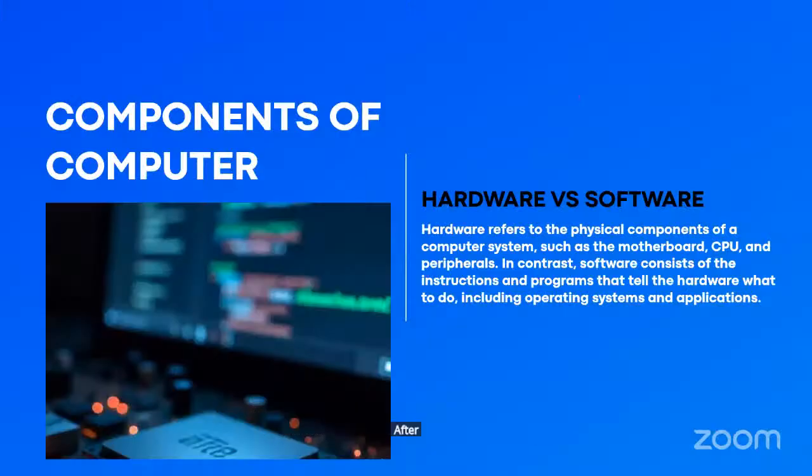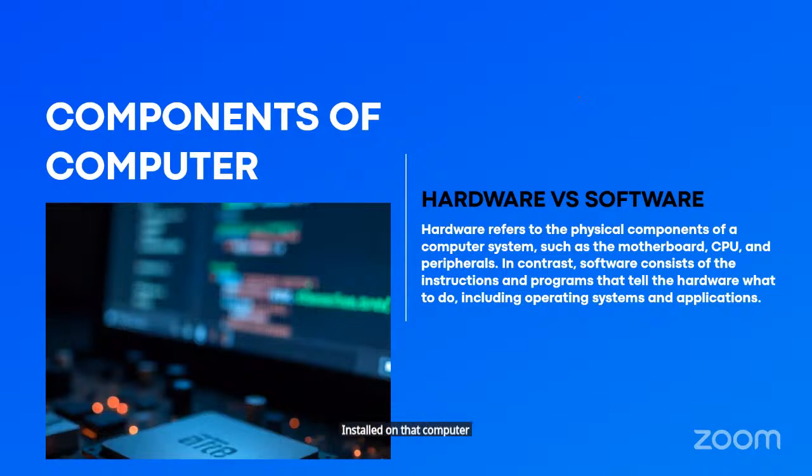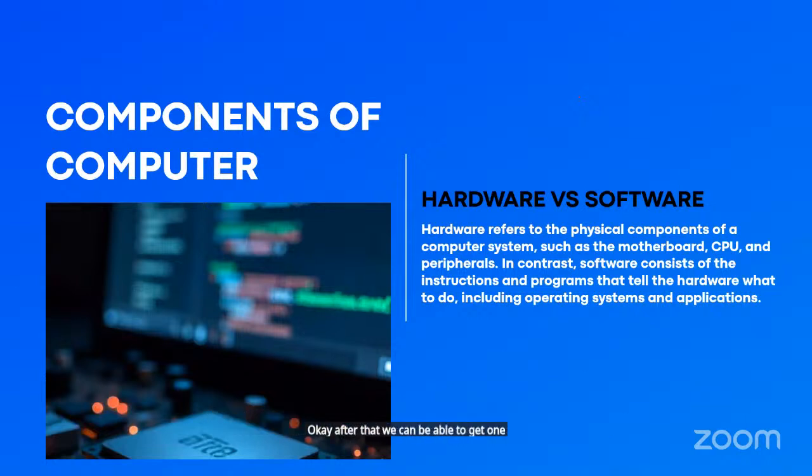After that, we are going to see the components of a computer, and how we can build one. We use a computer daily, so we might know what components are installed in it, though some people don't. Now we are going to look at the main components available on the computer. For a computer, the hardware and the software need to be combined. After that, we can get an output from the computer.